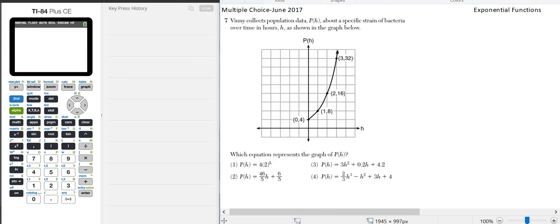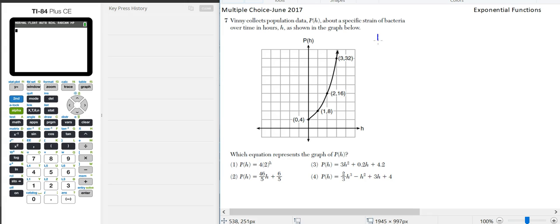This is question number 7 from the June 2017 Algebra 1 Regents. Vinny collects population data, P of H, about a specific strain of bacteria over time in hours H, as shown in the graph below. And then we have a graph. Which equation represents the graph of P of H? So to answer this question, we're going to plug in the points that we have from the graph, 0, 4, 1, 8, 2, 16, and 3, 32, into each of the answer choices 1, 2, 3, and 4 to see which equation models this scenario.